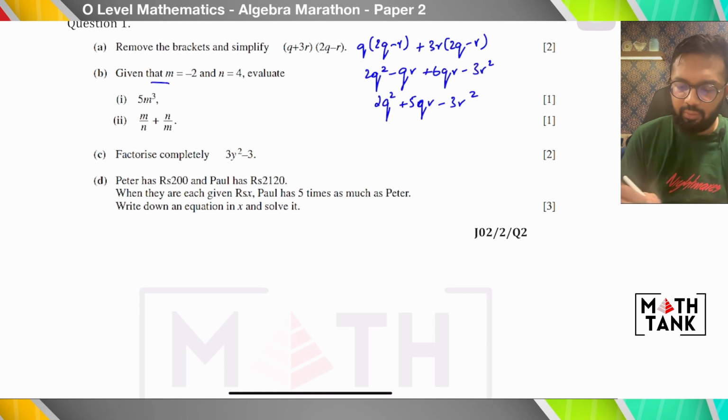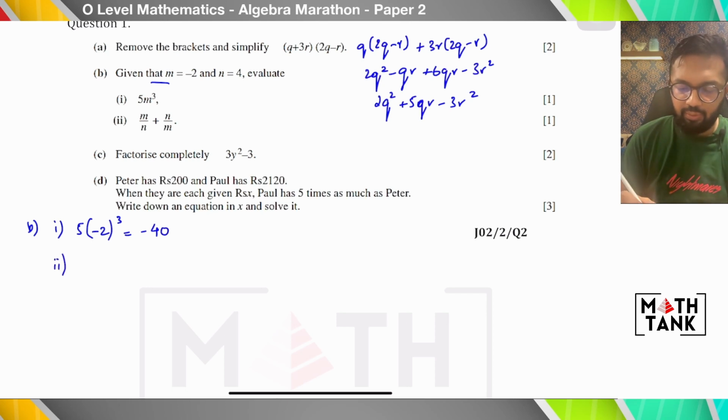It says given in part B, given that m equals minus 2 and n equals 4, evaluate 5m cubed. So I can put that on my calculator. I don't need to do that manually, and I get minus 40.